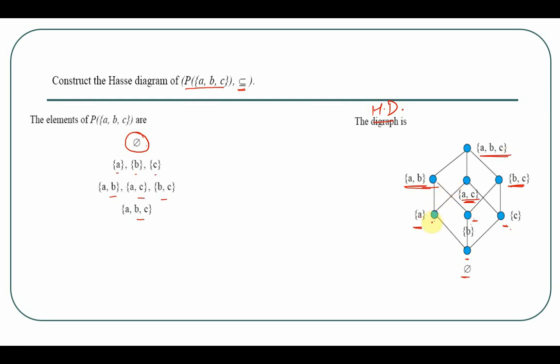So I cannot have a line from A to ABC. Why? Because I have an element AB. A is a subset of AB and AB is a subset of ABC. Right? I hope it is clear by now.